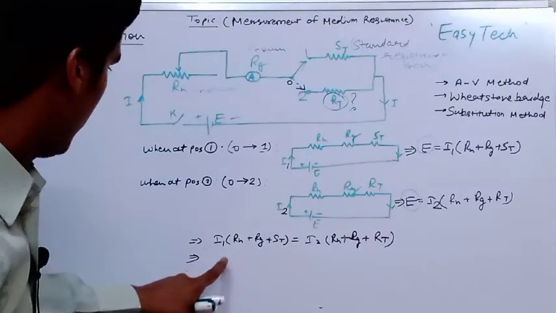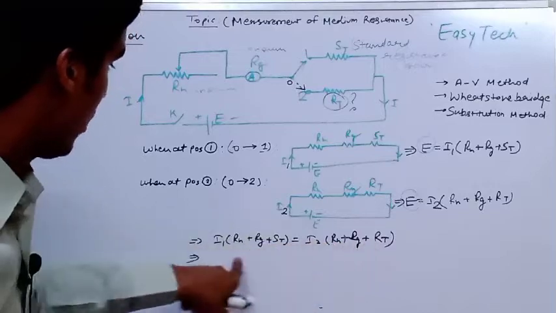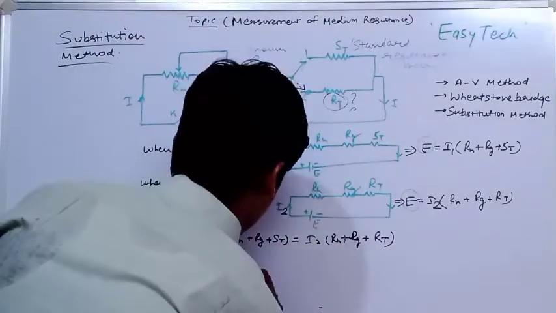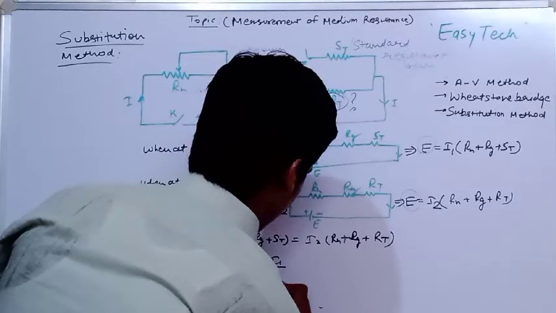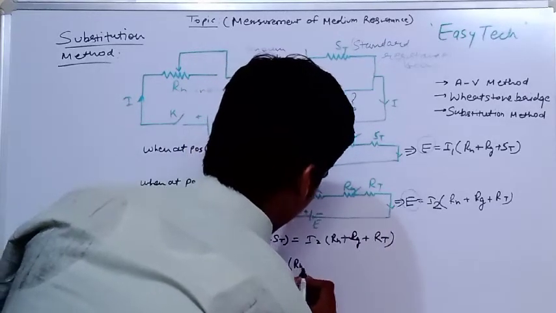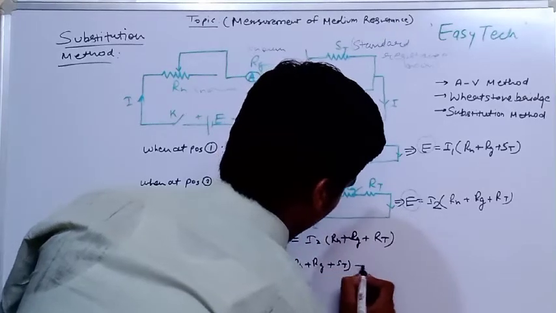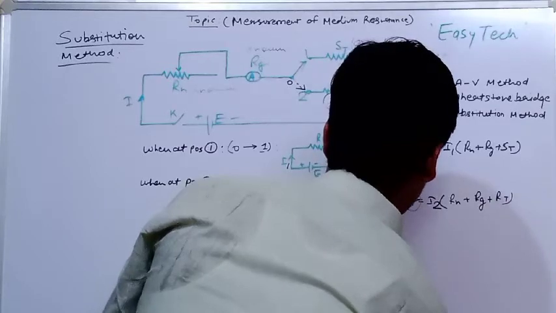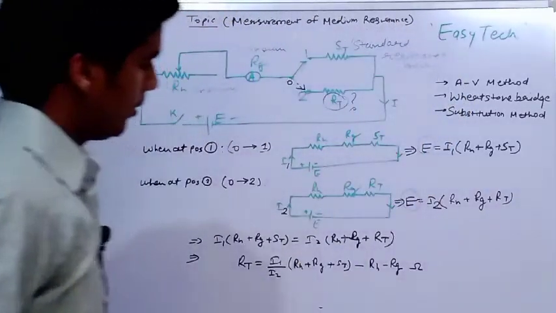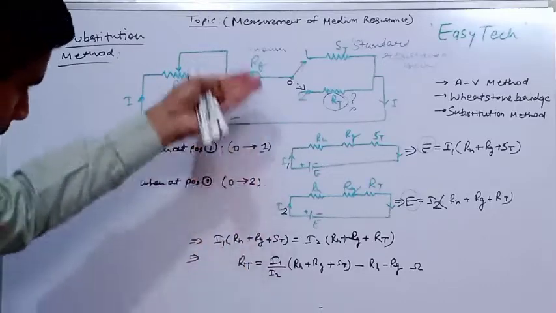Okay, so here you can mention what do you want. You want the value of RT. Okay, so RT की वैल्यू आप यहाँ से कैलकुलेट कर सकते हैं. so RT will be equivalent to I1 upon I2 ब्रैकेट RH plus RT plus ST minus RH minus RG ohm.